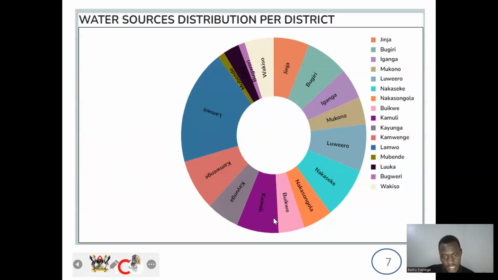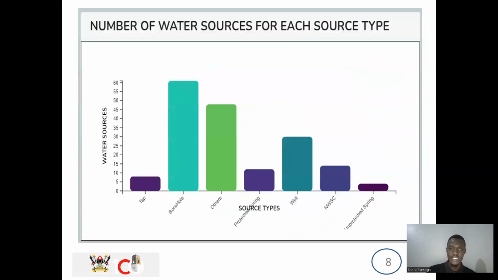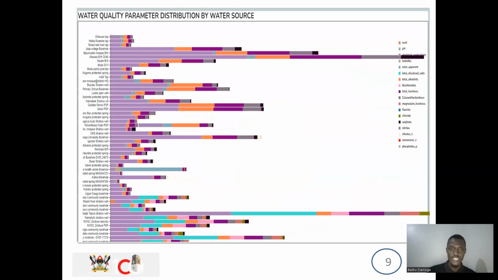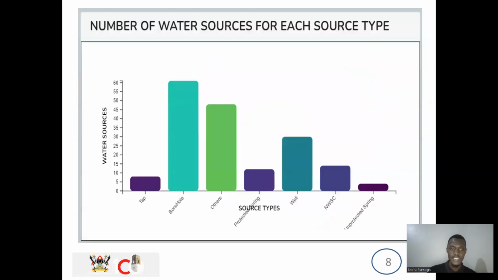Then I see Kamori is also there, meaning they had more water sources where samples were collected in this research. And this helps us because when you see that certain things are happening, you will have to know, okay, why are we getting this?